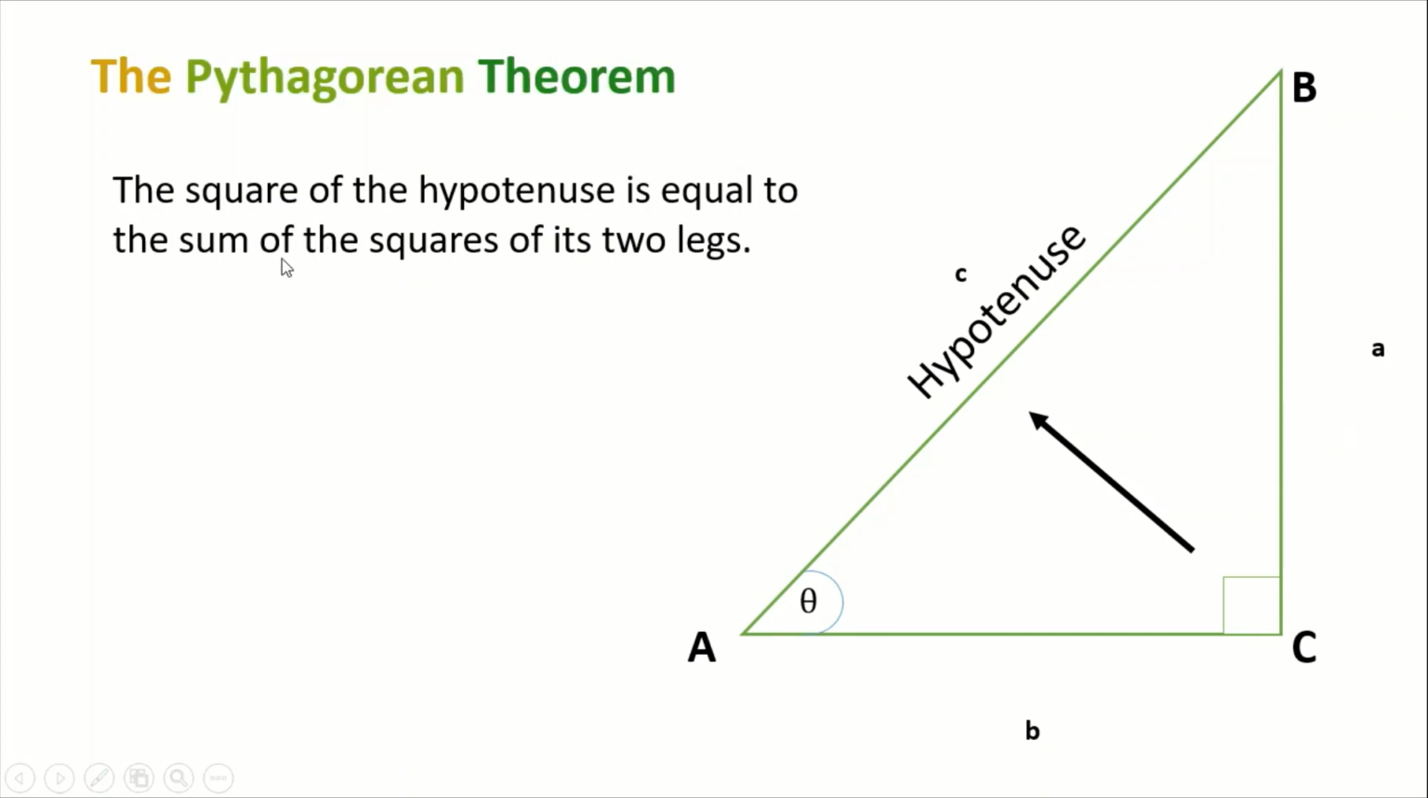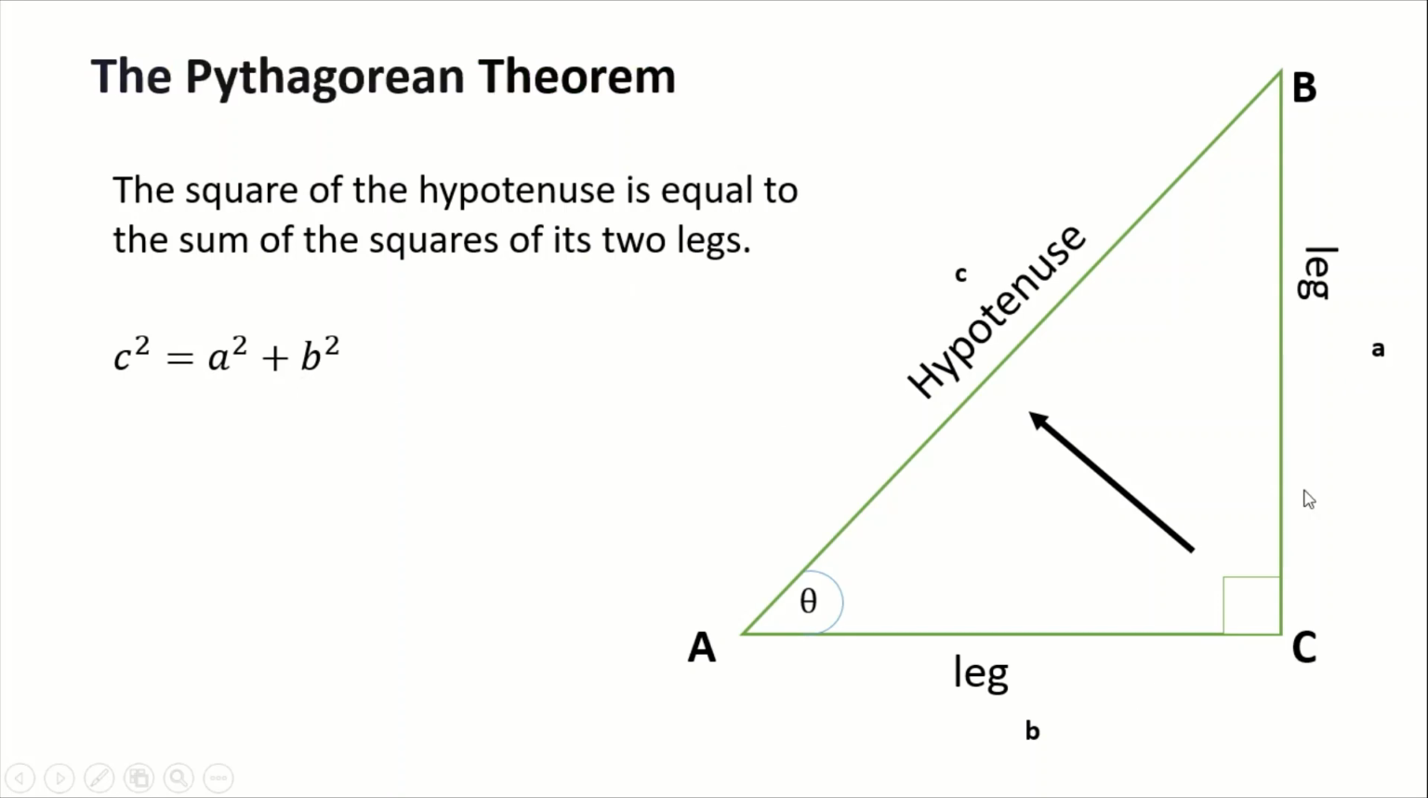So following this statement class, we can form an equation, right? So we have here C for hypotenuse, and sabi dito, yung square daw ng hypotenuse, so the square of our hypotenuse, C squared, is equal to the squares of its two legs. So C squared is equal to A squared plus B squared.